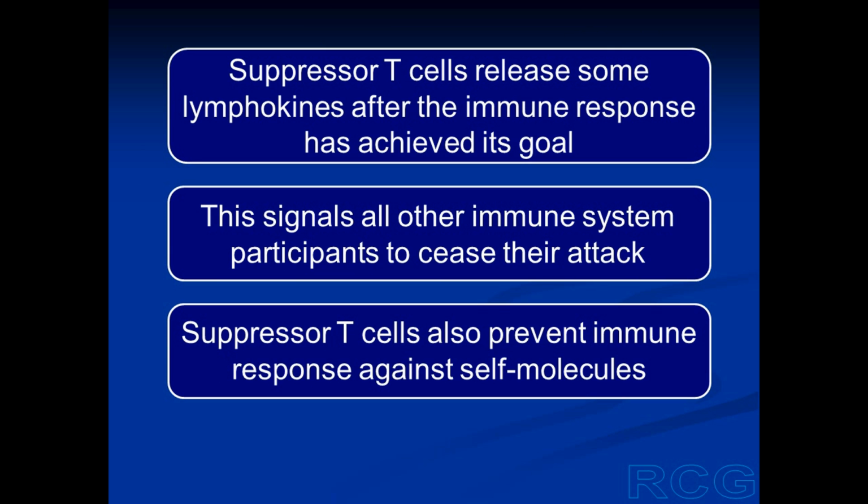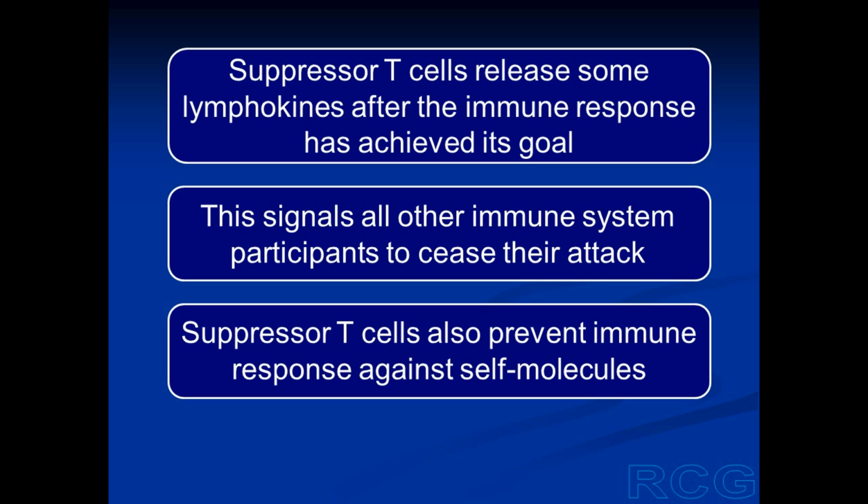The suppressor T cells also release some proteins which are known as lymphokines. But these lymphokines are released when the immune response has achieved its goal. The goal is to eliminate the pathogen. And when the pathogen has been eliminated, the suppressor T cells release their lymphokines. And these lymphokines send signals to different arms of the immune system to cease their attack, to stop their attack.